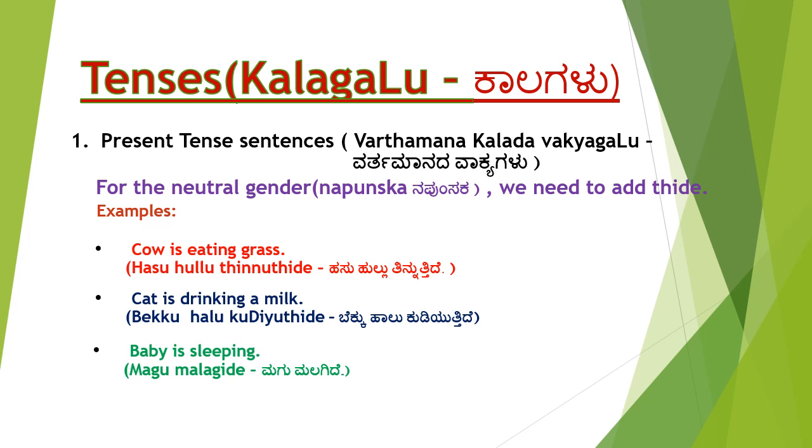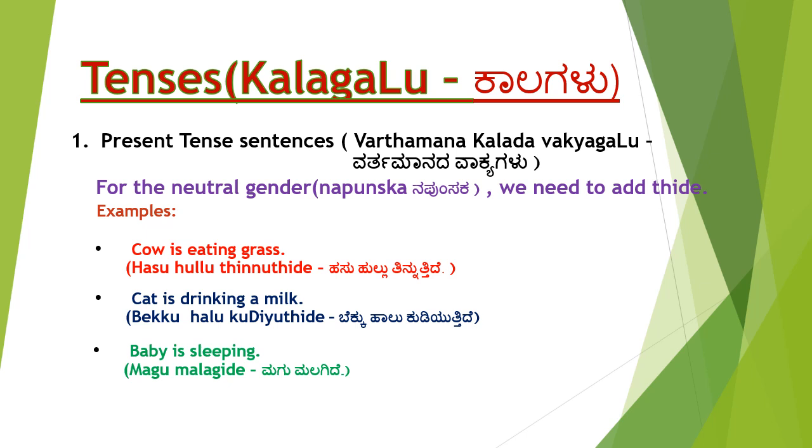Okay. And then ಮಗು ಮಲಗಿದೆ. ಮಲಗು is a verb. So for that malagu, gu it will be changing as ide, malagide, gi. So to make it as a sentence for baby we need to say malagide. Malagu is a verb and there only we need to add, but gu will be changing to gi.